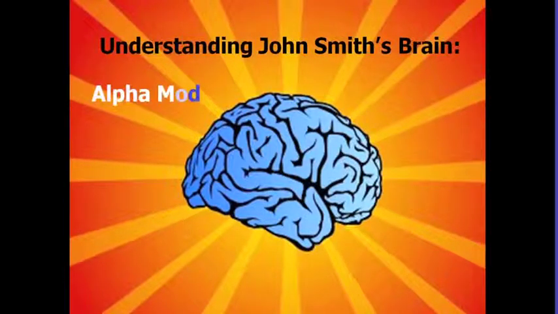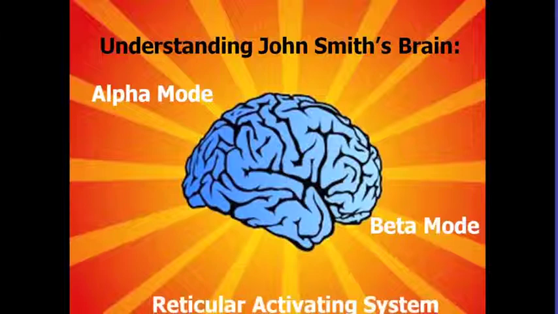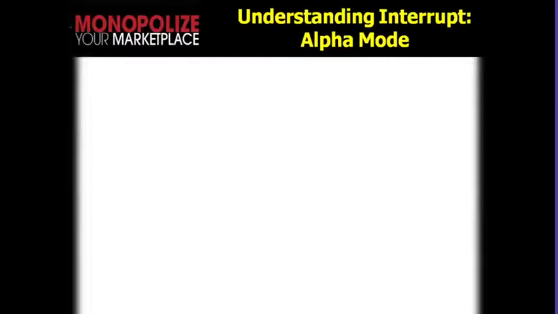So here's what we've got to understand. Three concepts. One is called alpha mode. The next one is called beta mode. And the third one is called reticular activating system. If you can understand these concepts, you will be well on your way to massively improving your marketing. And I'm going to show you how to do it right now.